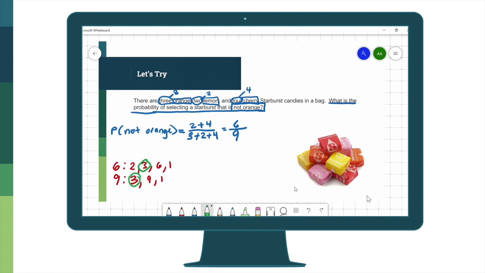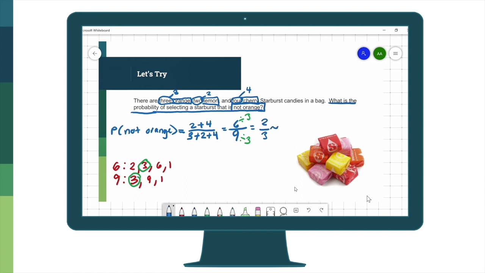So our greatest common factor of 6 and 9 is 3. So we divide both our numerator and our denominator by 3. 6 divided by 3 is 2. 9 divided by 3 is 3. So the probability of selecting a starburst that is not orange is 2/3.